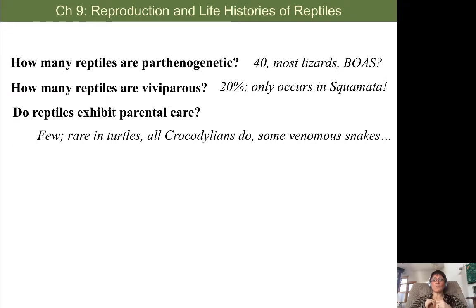There are a few venomous snakes that will exhibit some amount of parental care, and debatably pythons exhibit it. Sometimes the babies hang around for a little bit, but not for very long. So there's some debate as to whether pythons actually exhibit true parental care or not. But you don't see it very much, and you really don't see it in lizards at all.